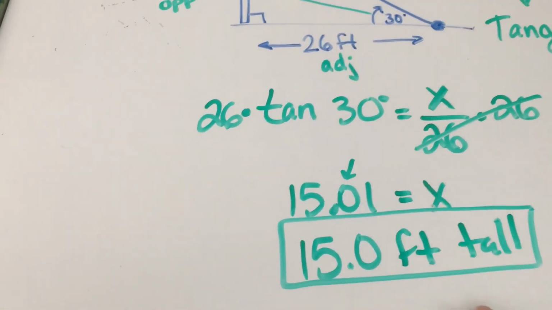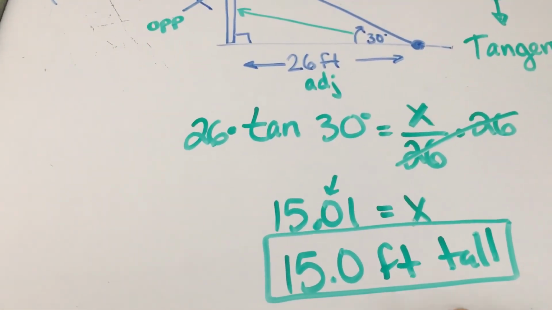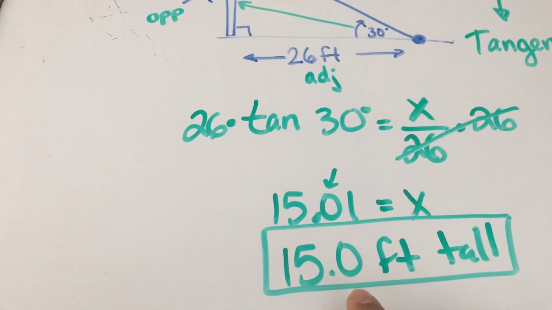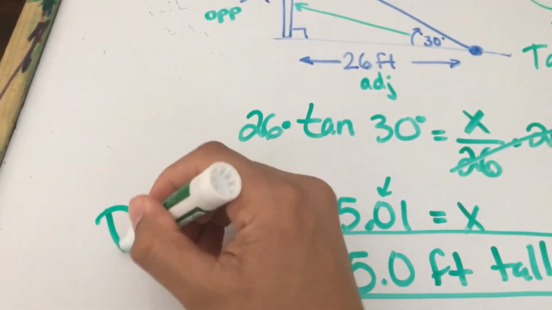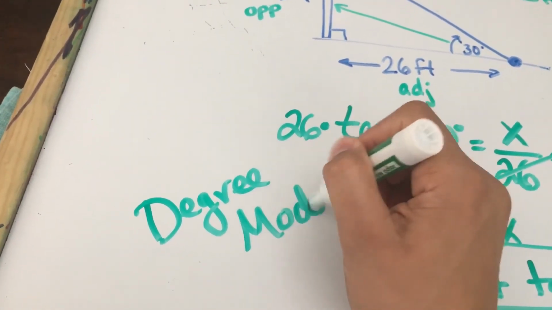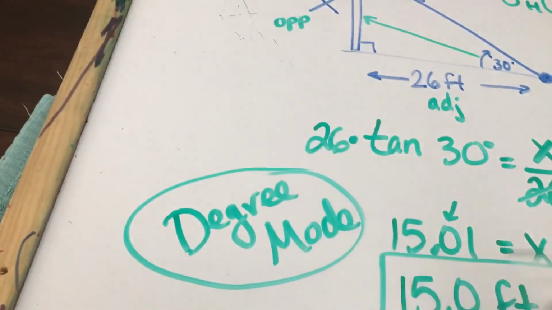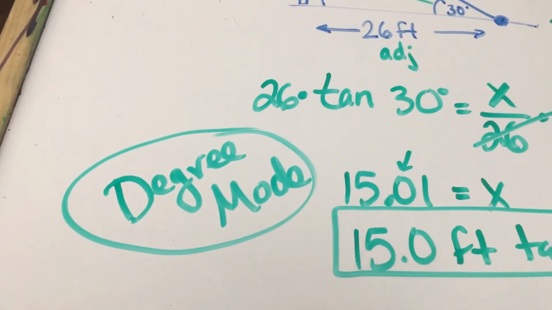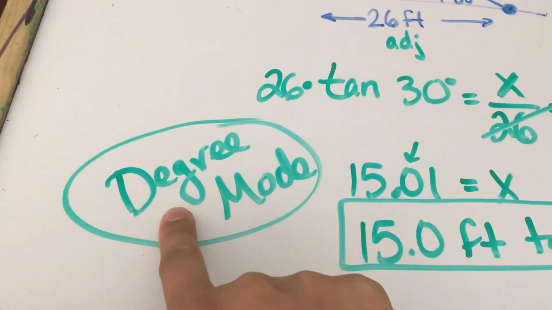Okay. Now, one other thing to point out, if you're not getting 15.01 on your calculator, is because you need to make sure that you are in degree mode, okay? If you're not in degree mode, you're probably in radian mode, which is probably why you're getting the wrong answer. So please make sure you are in degree mode.